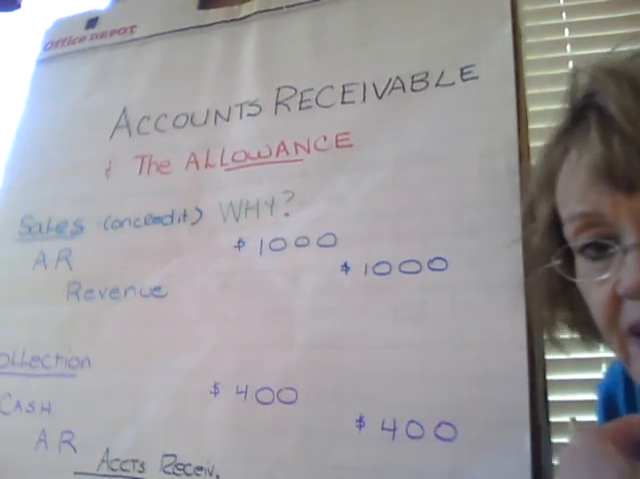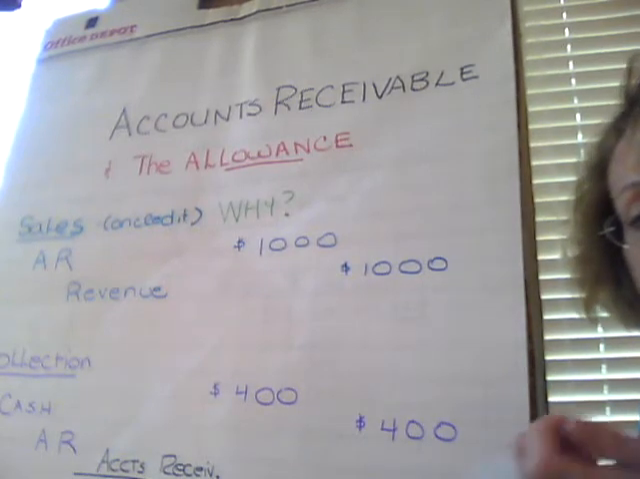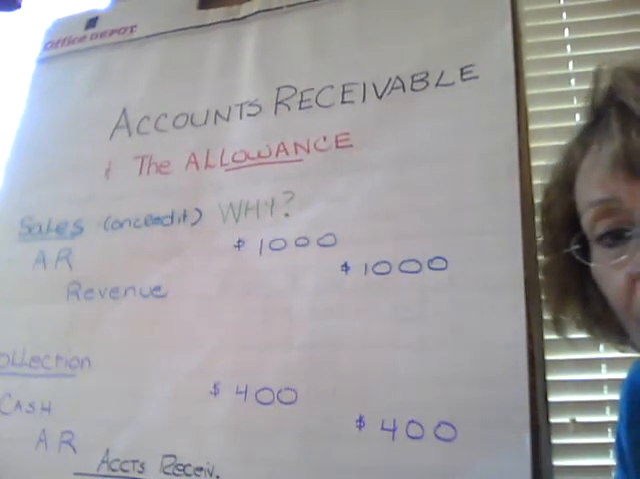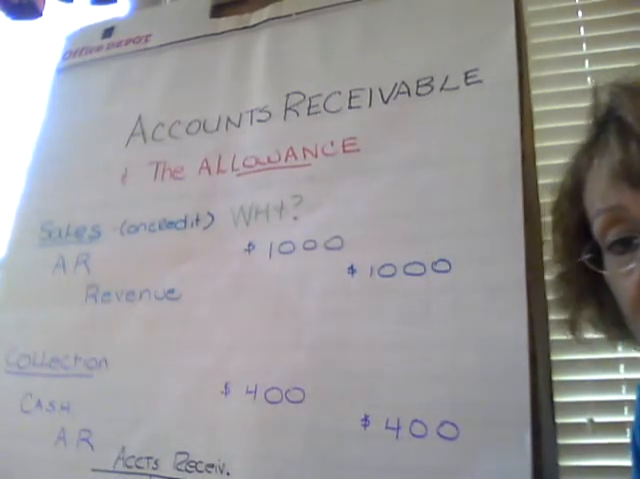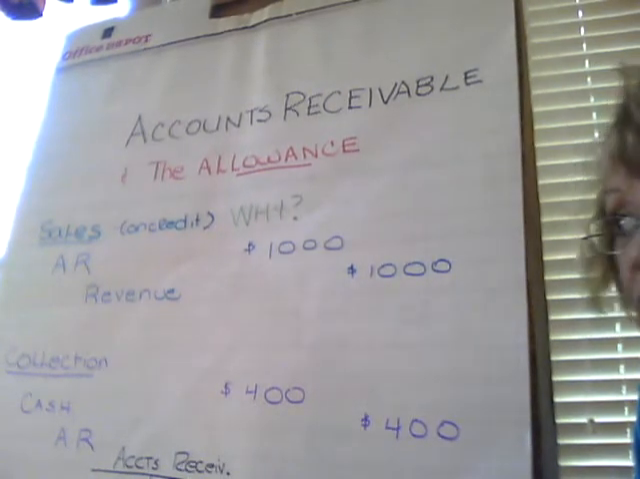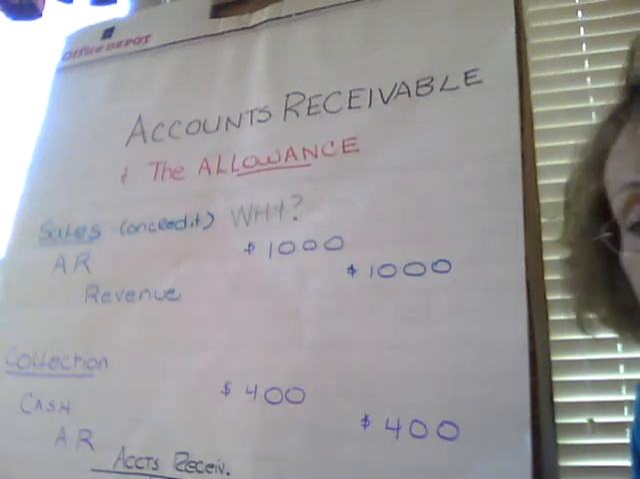Now, all you business-minded people know that you sell on credit to get more revenue. That way, you have people that will buy on credit. So we've done that, and we've taken some chance with some of those people, and maybe they're not going to pay. But we don't know that at the time.